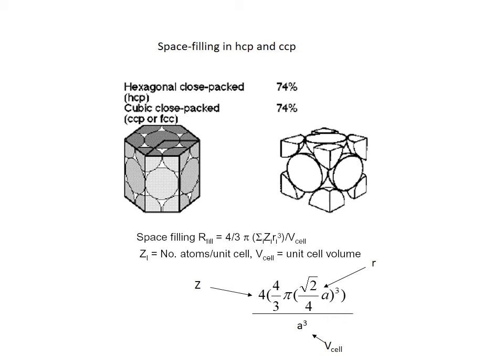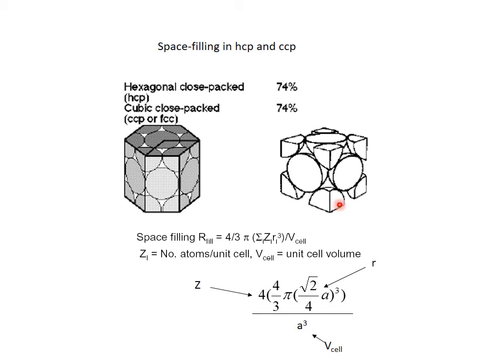Now, how well packed is the space in both HCP and CCP? In both structures, 74% of the space in the unit cell is filled with spheres. One can show that fairly easily using geometric arguments, and I want to do this here briefly for the case of the cubic closed packed structure.